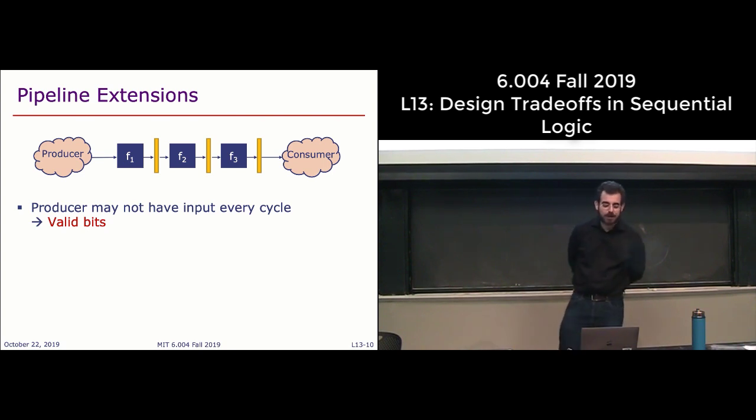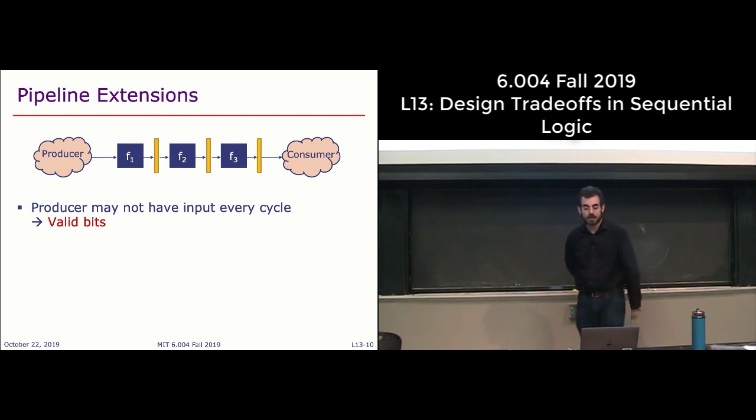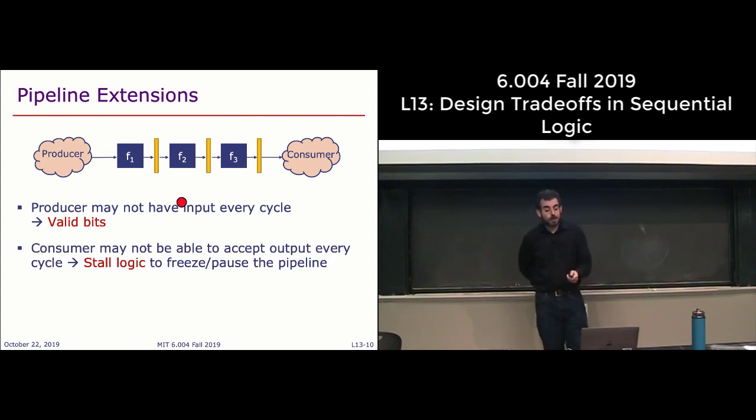So in general, the producer may not have an input every cycle, and so there are some things that we need to do to address this. The simplest thing is we'll see how to add valid bits to the pipeline, so that we can keep track of which stages are processing valid versus invalid data. On the other hand, the consumer may not be able to take an output every cycle, right?